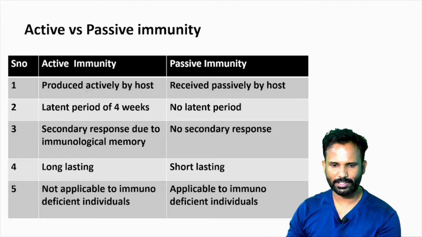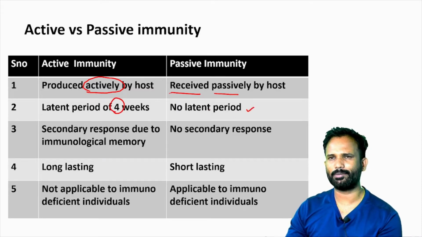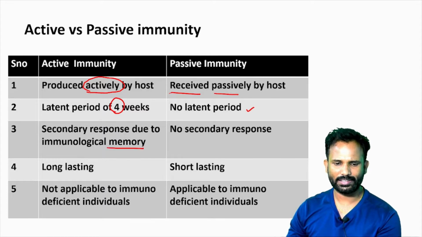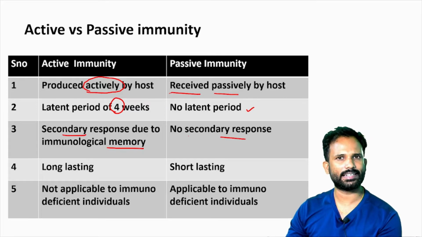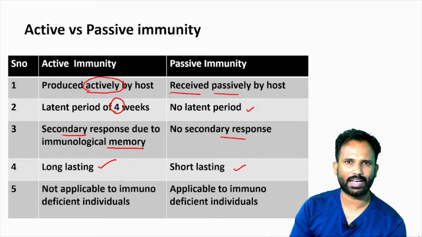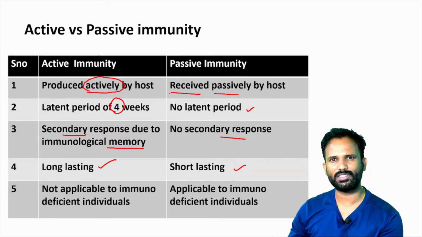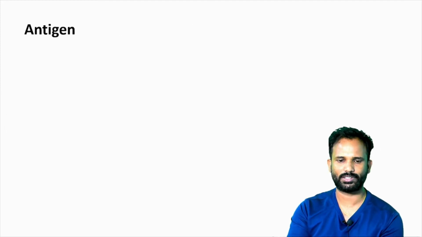So active immunity is actively produced by the host and passive immunity is received passively by the host. In active, there is a latent period. As there are ready-made antibodies in passive, no latent period. And there is immunological memory, so there is a secondary response, and in passive there is no secondary response, no immunological memory. Active is long-lasting and passive is short. Active immunity cannot be applicable to immunodeficient individuals, but even immunodeficient individuals can take passive immunity or passive antibody.